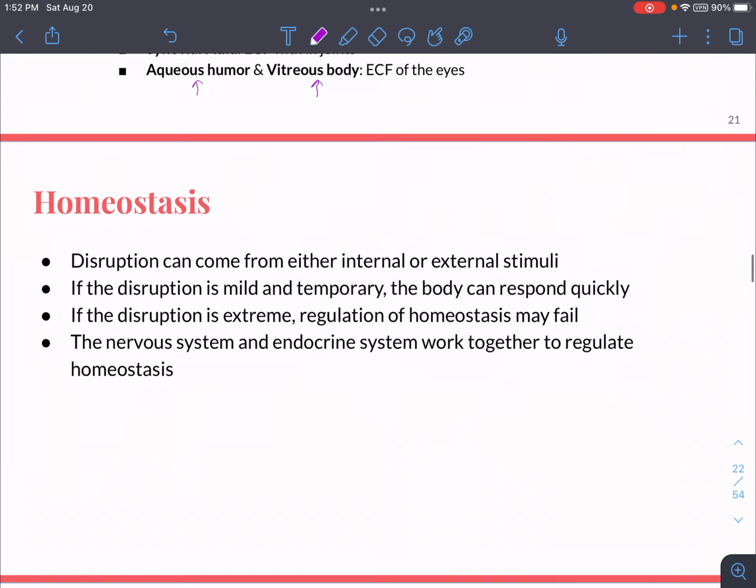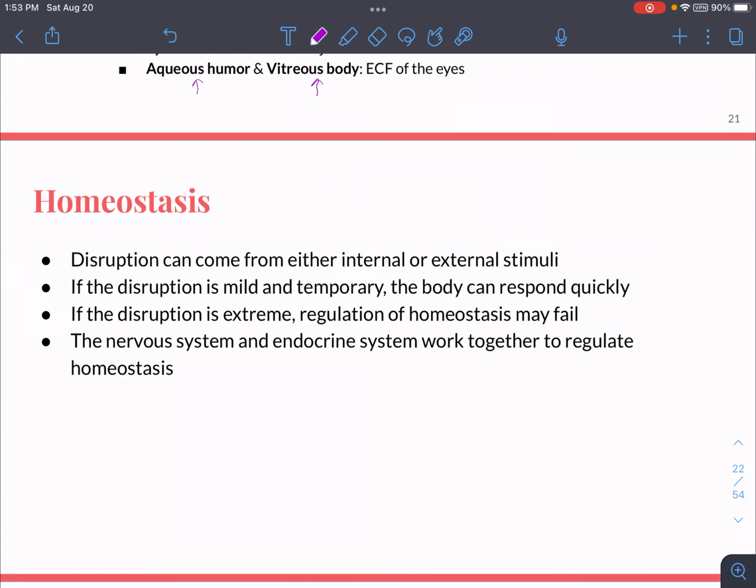So what happens if there's some kind of disruption with homeostasis? It can happen, it can be something external, like I've talked about temperature, or it could be something internal. You could get sick. Enough hormones may not be released from the body that could cause problems. That's how diabetes happens. Not enough insulin is being secreted for type 1 diabetes.